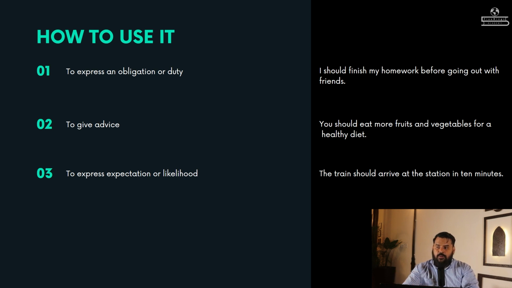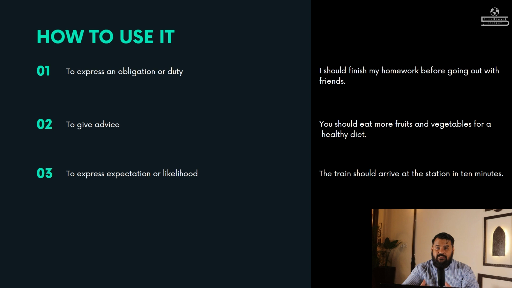How to use it? Well, number one, we use it to express an obligation or duty. And I need you to understand that this is not an obligation that you need to do by law. It's more a moral obligation. It's something that you have the decision to do or not. Sometimes it is about something that you need to do, otherwise, you're going to suffer negative consequences. But at the end, you don't have the obligation by law to do it.